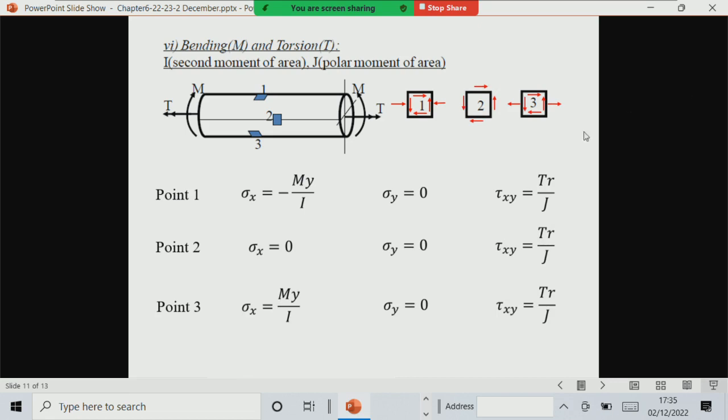So we have no stress applied in the y direction here, so therefore all three of them are equal to zero. Again, once we've got the three equations, we assume a plane stress state for all three and we solve it.